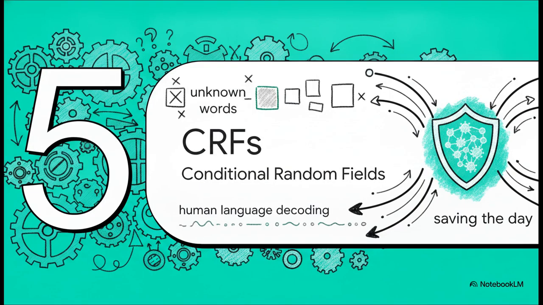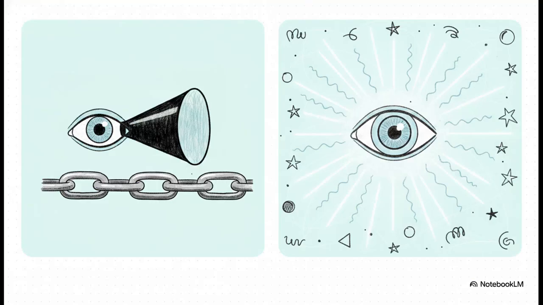Section 5. Conditional random fields. Because as brilliant as hidden Markov models are, they do have one major blind spot. That blind spot? Unknown words. You see, HMMs are generative models, meaning they only look one step back to make a decision. That's a bit rigid, and if they haven't seen a word before in their training, they basically fail.